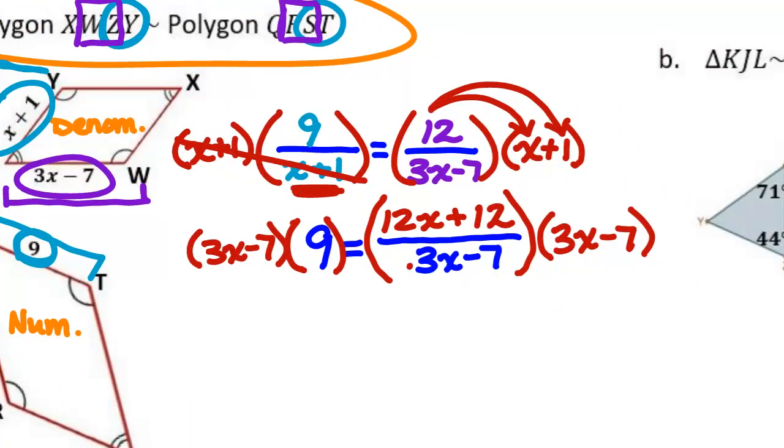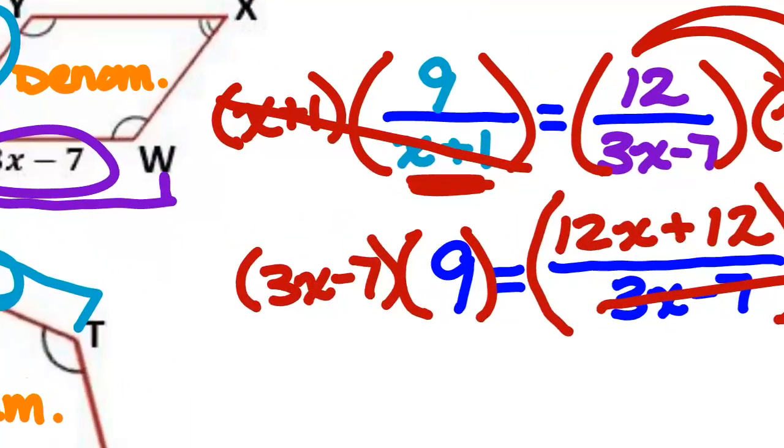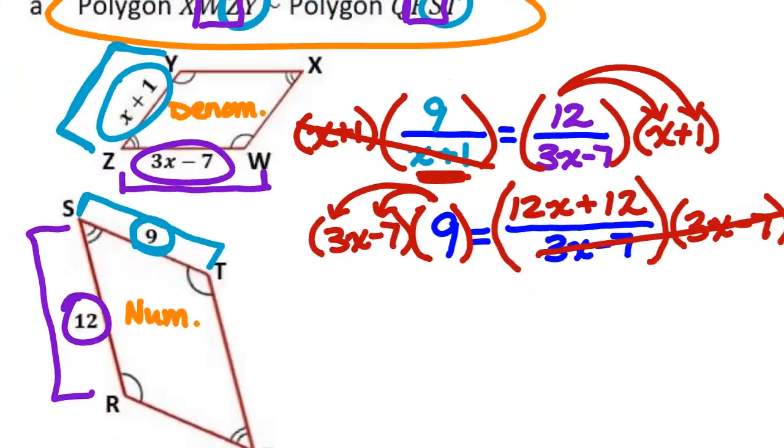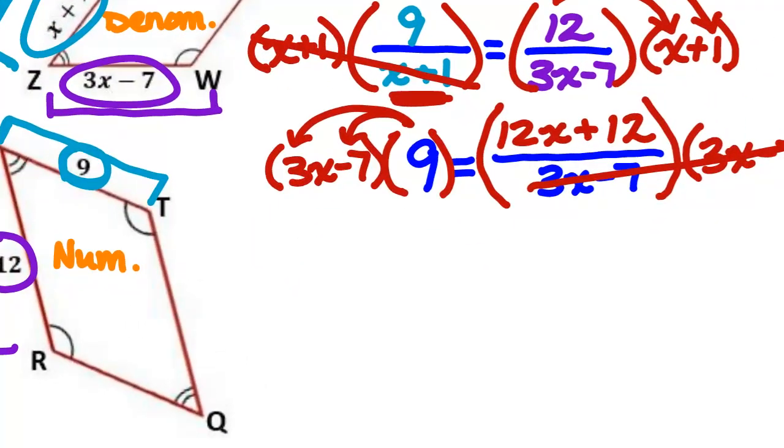So that's going to cancel my denominator here. The 9 gets distributed to both the 3x and the minus 7. What is 9 times 3x? 27x. Minus 9 times 7? 63.